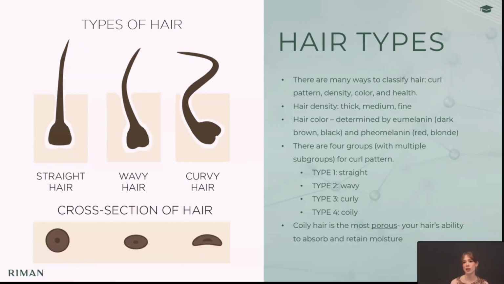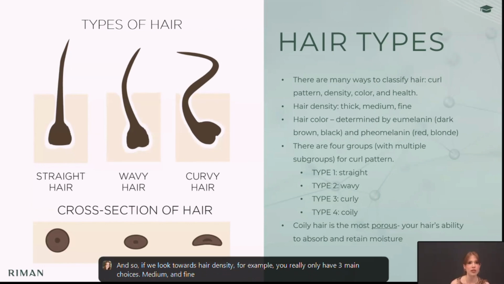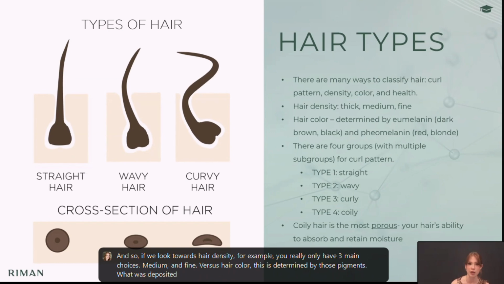So there are many different ways to classify your hair, of course, on the color, based on the curl pattern, the density, the health of your hair. And so if we look towards hair density, for example, you really only have 3 main choices: thick, medium, and fine. Versus hair color, this is determined by those pigments, what was deposited by those melanocytes.